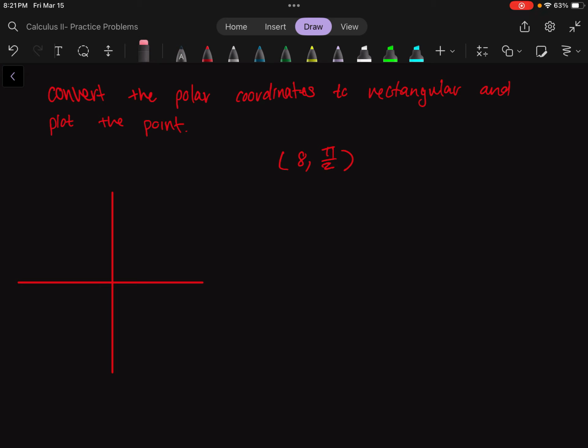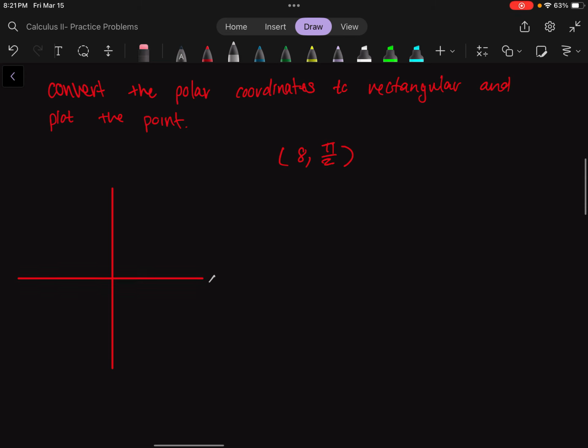So let's call this x. We're going to plot the point in the Cartesian plane, or with rectangular coordinates. So this is theta, right? And this is r. So all that means is on a polar plane, we're swinging up an angle of pi over 2 and then going a distance 8 from the origin. So this would be 8, pi over 2 plotted in polar, right?